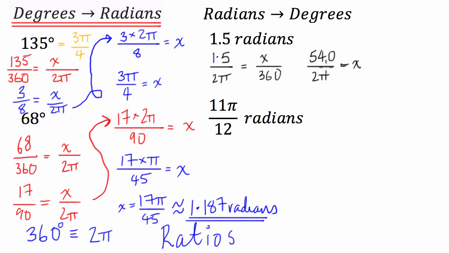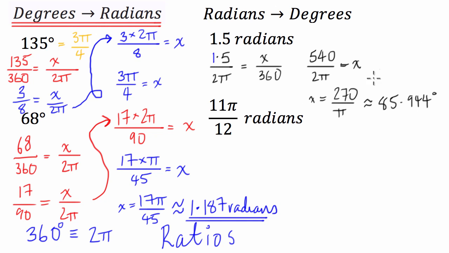Now, half of 540 is 270. So x is equal to 270 over pi, which is equal to about, well, that's going to be our exact answer, or our approximation we can say is 85.944 degrees.